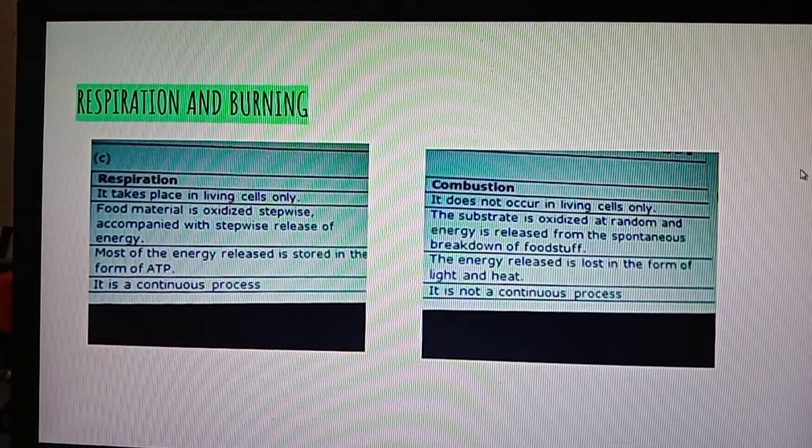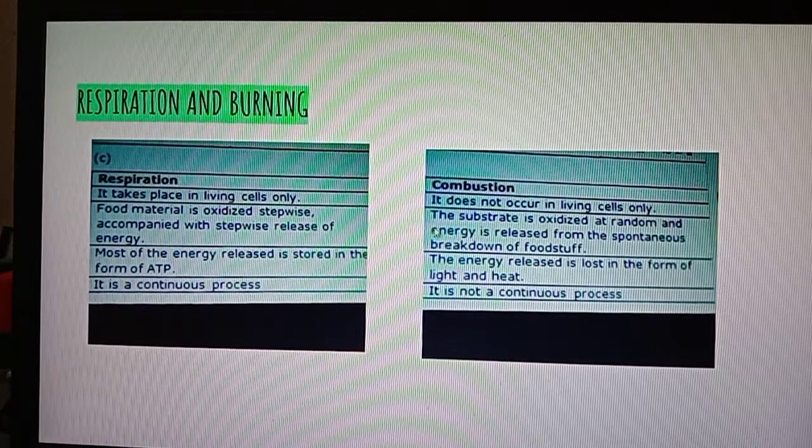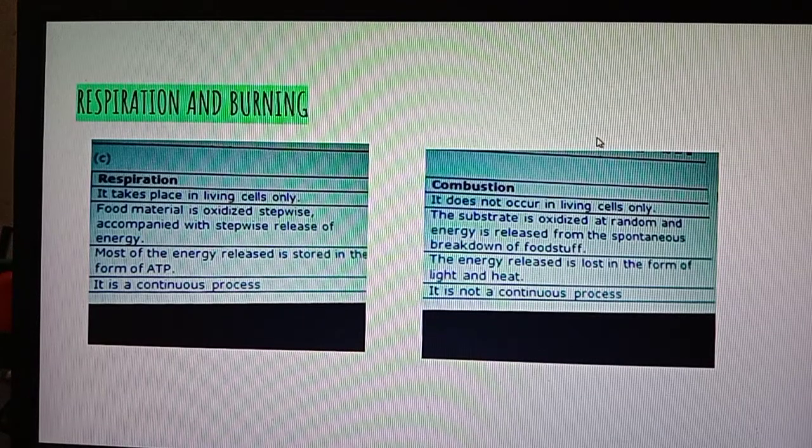Then let's study the difference between respiration and burning. Respiration takes place in living cells only. Humans are living, animals are living, plants are living, so in them only respiration can take place. In non-living things like table, chair, respiration can't take place. While combustion does not occur in living cells. It occurs in wood, plastic, and various other things.